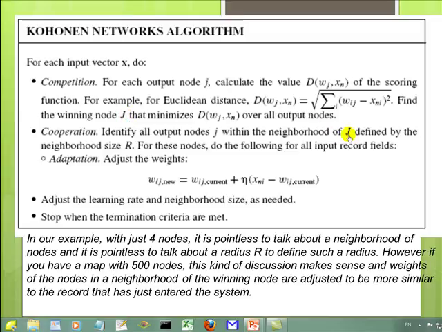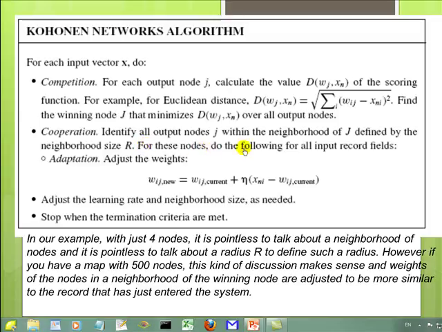So within the neighborhood of j, now as we said before, if you only have 4, there's not really a neighborhood, but if you had 1,000, you could talk about a neighborhood, defined by the neighborhood size r. So you define what you mean by the neighborhood, like all the ones that are within 1 unit or 2 units. So anyway, you can define what you mean by close to the winning one.